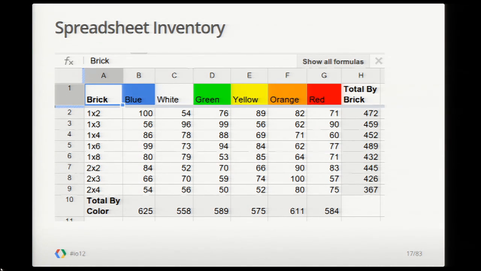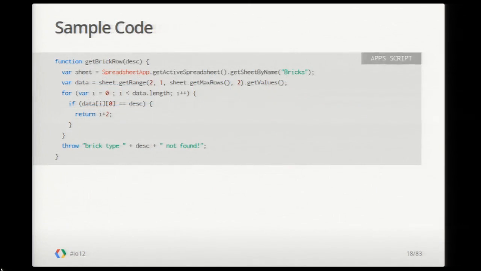The API for spreadsheets is necessarily more complicated. If we look at the sample, the function getBrickRow takes in a description of the brick, like 2x4 or 1x2, and returns the row in the sheet for that brick type. So first, we get the active spreadsheet, and then I always get the sheet by name that I want, because who knows what people do with these things, because I've messed up my spreadsheet before. So if I get the one by name, I make sure I always get the right sheet in the spreadsheet.